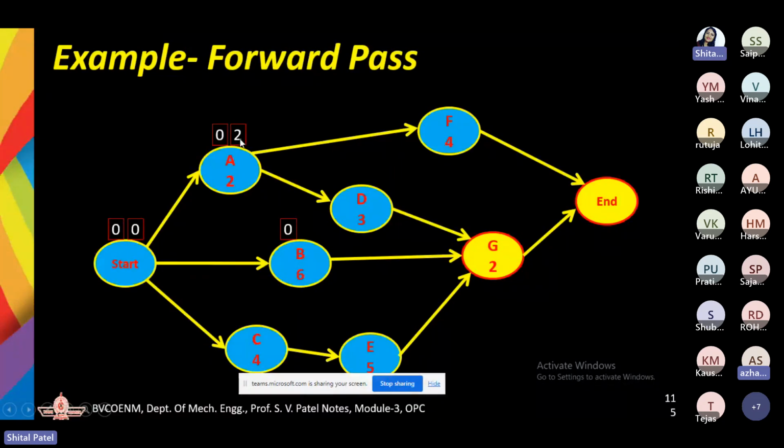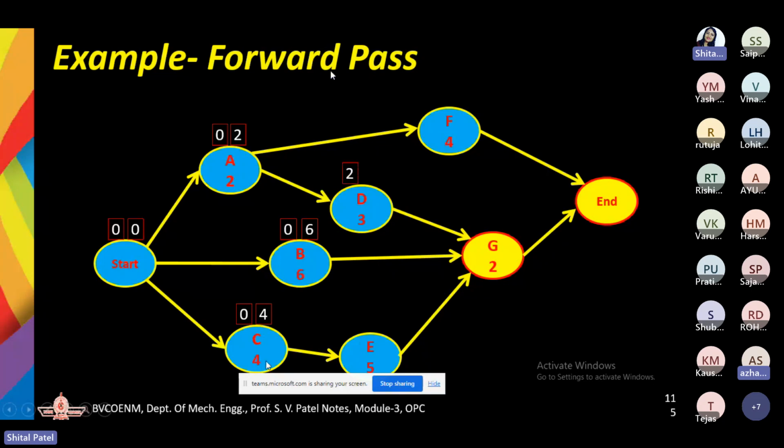Similarly, for B, we are having the start time as 0 and earliest finish time as 6, because activity B is consuming 6 units of day. Similarly, for C, we are having earliest start time as 0 and the earliest finish time is going to be 4, because C is consuming 4 units of time. Now, the picture is going to be very clear for you for the next activity.